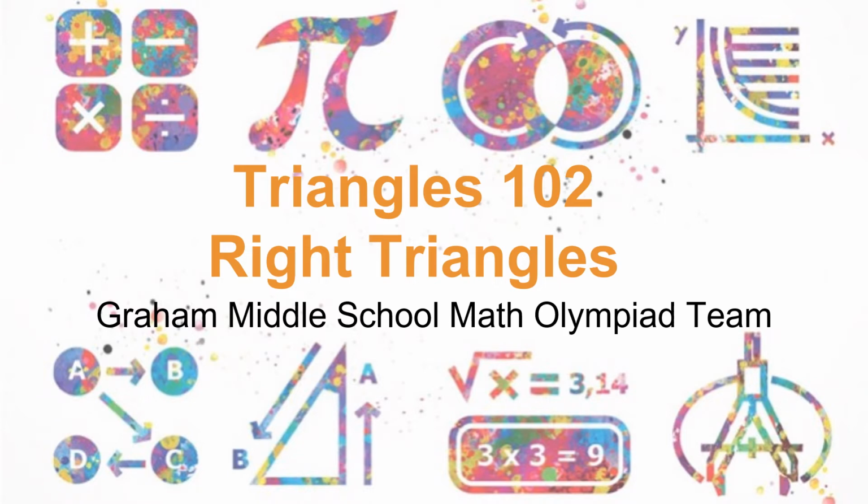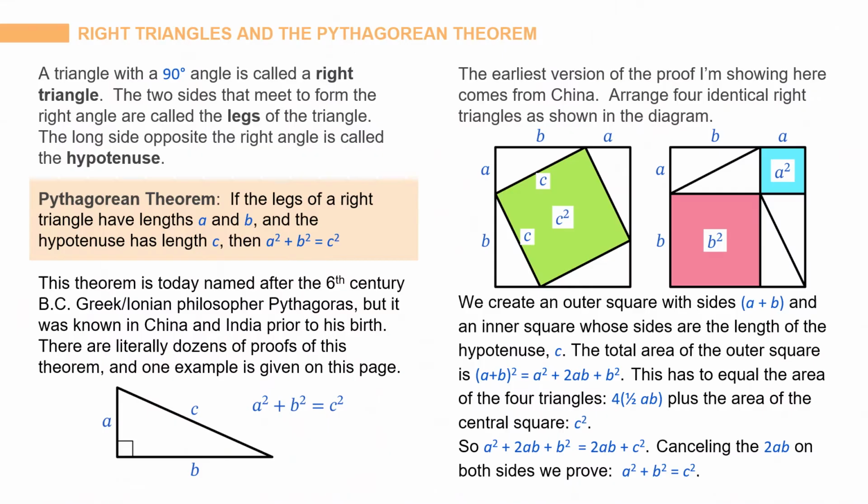Hello, today's lesson is going to be on a very special class of triangles, the right triangle. The Pythagorean theorem, which we'll learn about in this slide, is probably the most famous theorem in all of mathematics. A triangle with a 90-degree angle is called a right triangle.